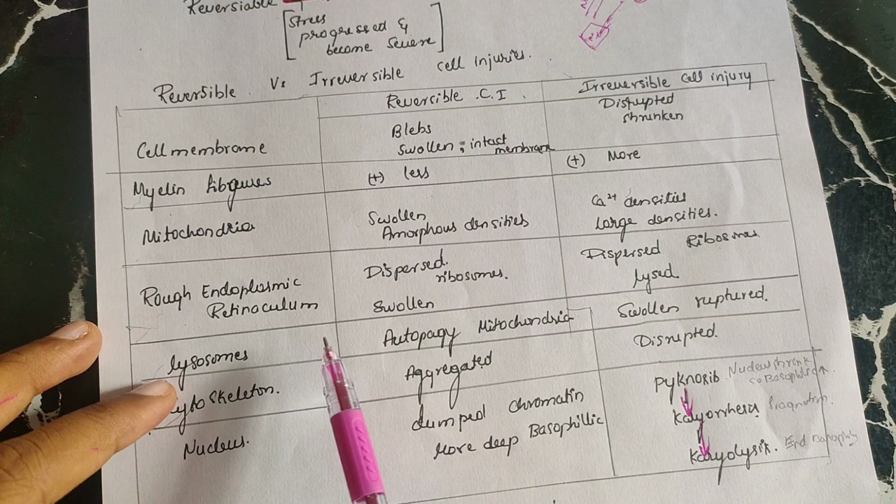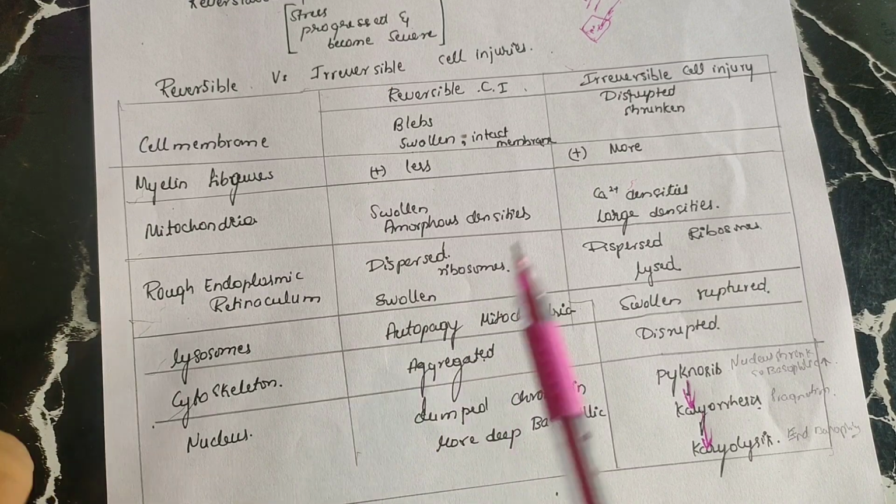Amorphous density, swollen, you can see here, and here the largest amorphous density, large density. Endoplasmic reticulum is dispersed. Rough endoplasmic reticulum becomes smooth endoplasmic reticulum. This is swollen, here lysis. In both, the dispersion of ribosomes will occur.